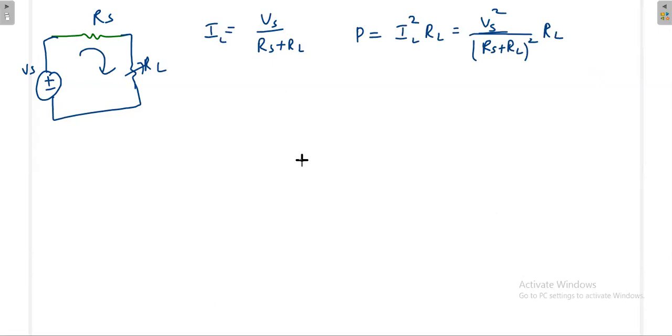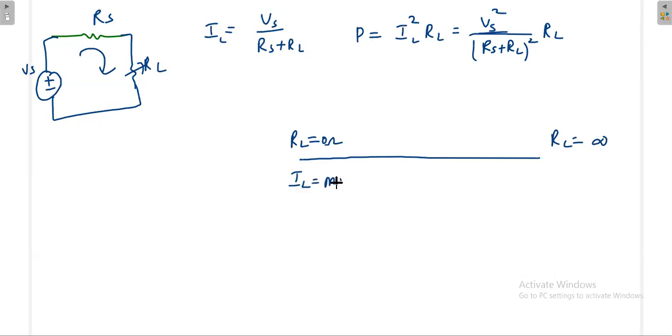See, for example, RL could be 0 ohm, RL could be infinite, or it could be any value in between. What is happening when RL is 0? See, you cannot touch any other component. RL is in your hand. When RL is 0, that is the maximum current that you can get in the circuit. Your IL becomes maximum. When RL is 0, VL is also 0, voltage is 0. Then what happens to the power? Because power means product of voltage and current. Here current is maximum, but voltage is 0. That's why your power is 0 only.